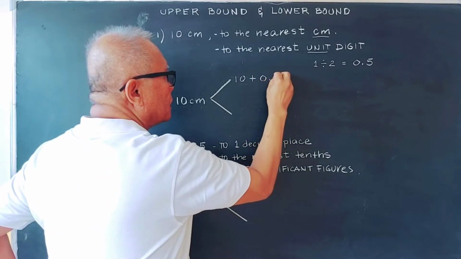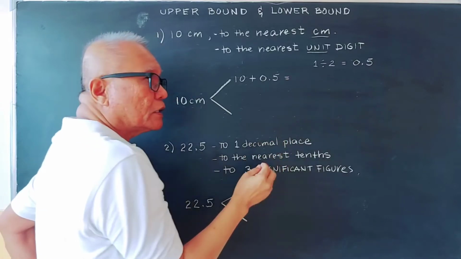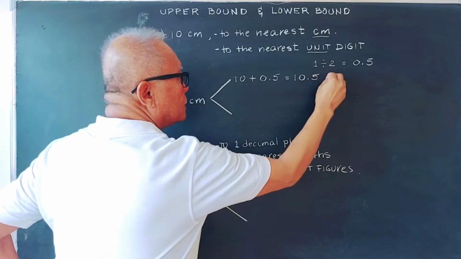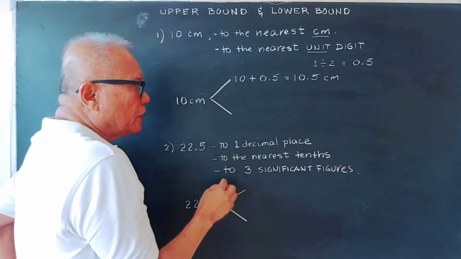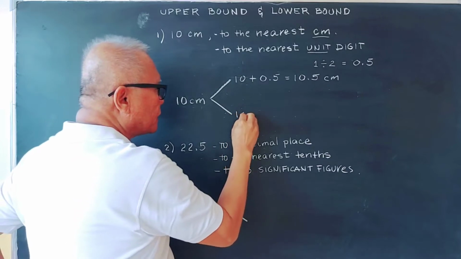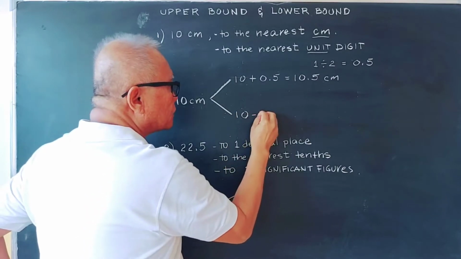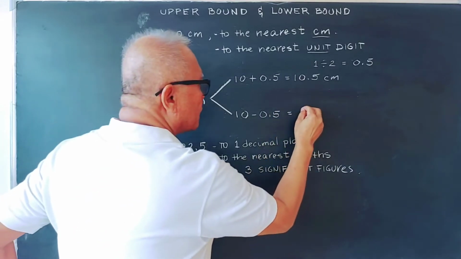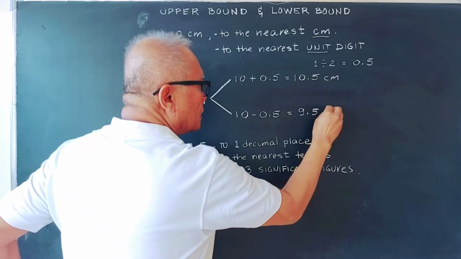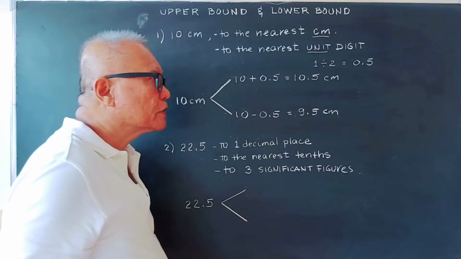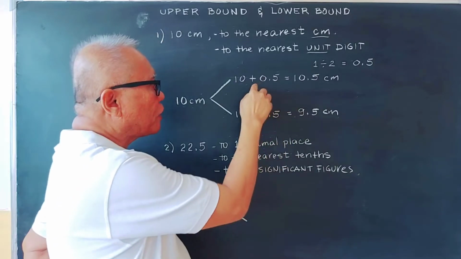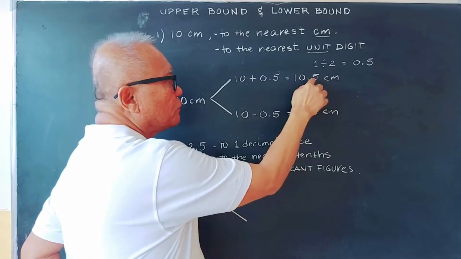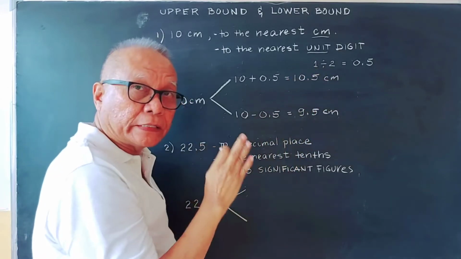So we have 0.5 here. So our upper bound is 10.5 centimeters. And for the lower bound, we have 10. We need to subtract that 0.5 here. That will give us 9.5 centimeters. To check whether your answers, the upper bound and the lower bound, are correct, we subtract 9.5 from 10.5 and we will get 1.